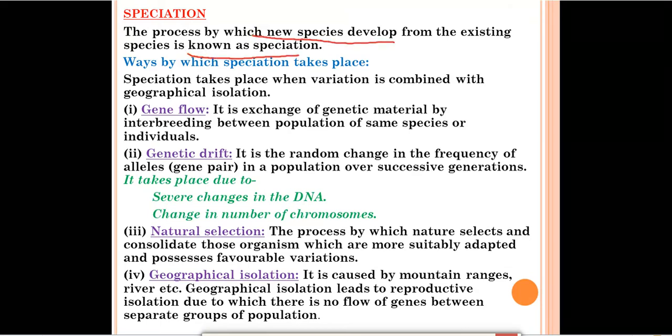It means new species will develop from the existing species. Existing means the old species. The very easy definition of speciation is this one. The process by which new species will develop from the existing species is called speciation.